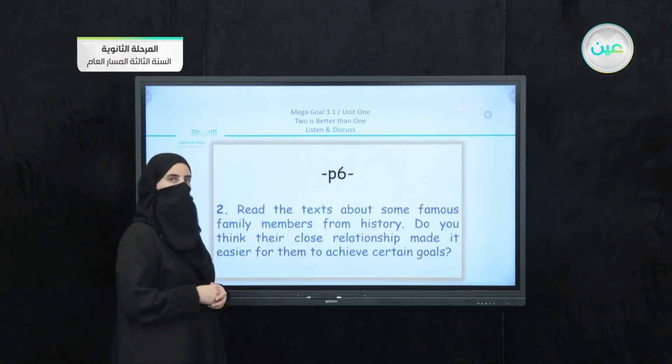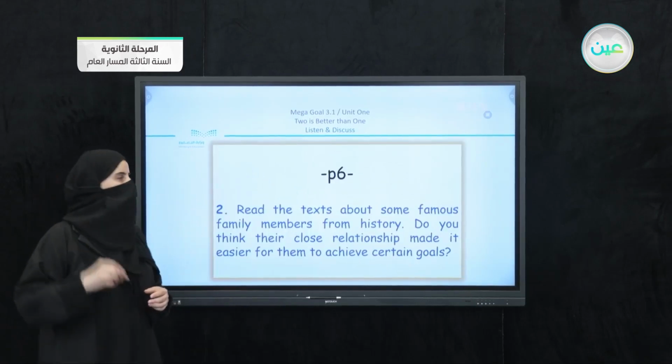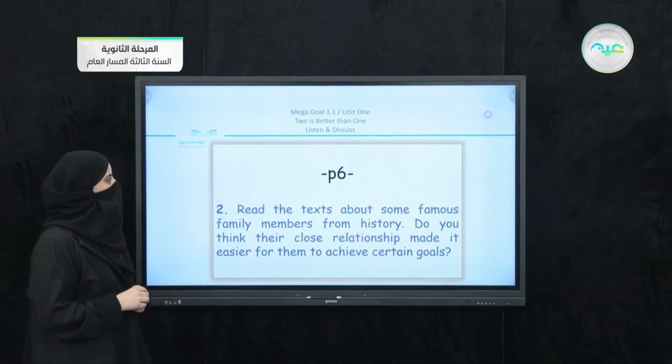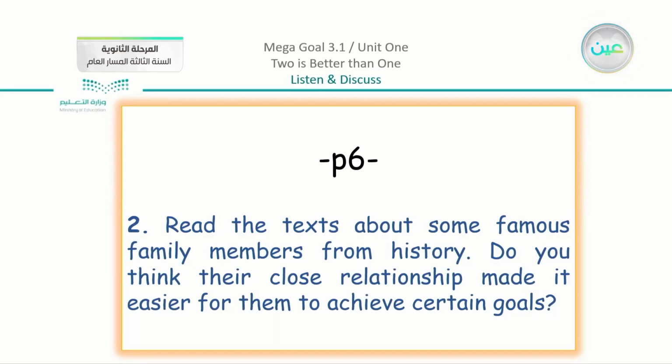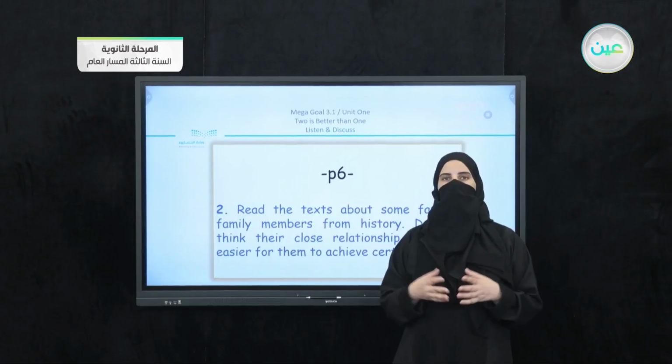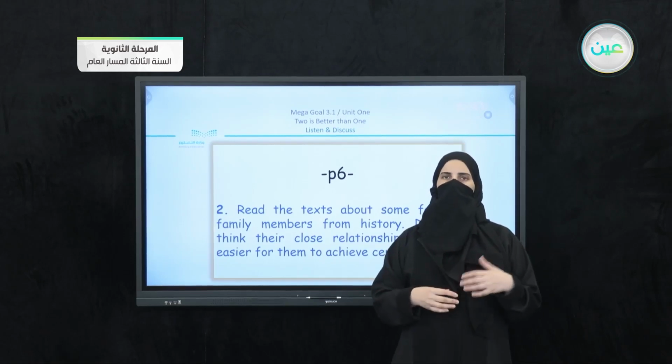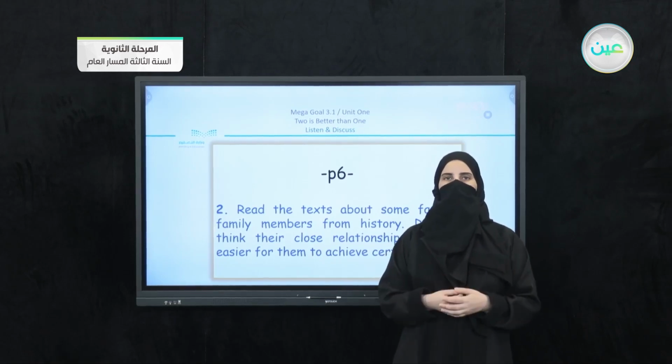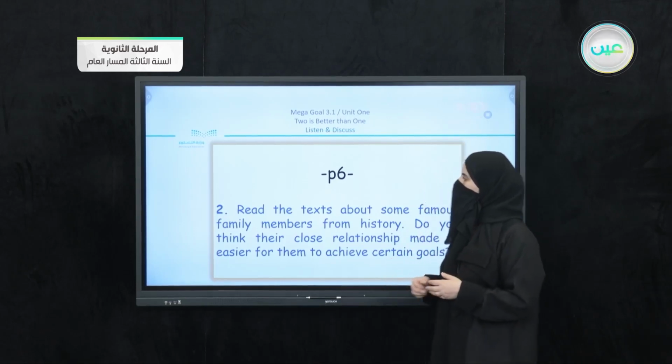Also, we have another part, page number 6, which is at the very beginning. Number 2, read the texts about some famous family members from history. Do you think their close relationship made it easier for them to achieve certain goals? Do you agree? Do you think because they are relatives or they are together that they were able to be successful together? Just to recall, think about famous teams, small teams who worked in pairs together for the same idea or the same goal.